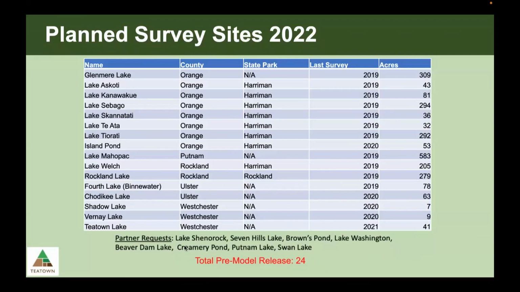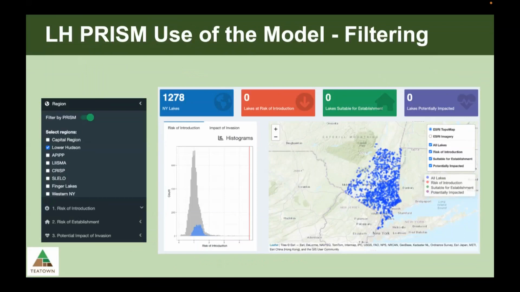So in total, before even using this model, we had about 24 water bodies on the docket. And I said we could handle about 25 to 30 approximately. So we wanted to add a few more. And I was very excited when this model came out. It really helped us to make those decisions. So the first thing we did was filter to the Lower Hudson PRISM, of course. You can see we started with almost 1,300 water bodies.